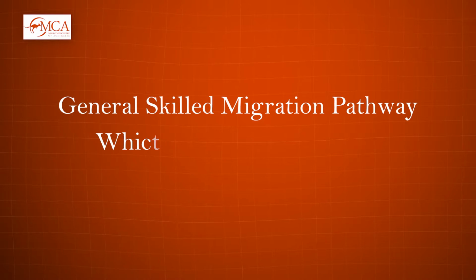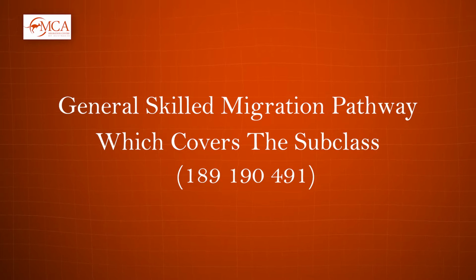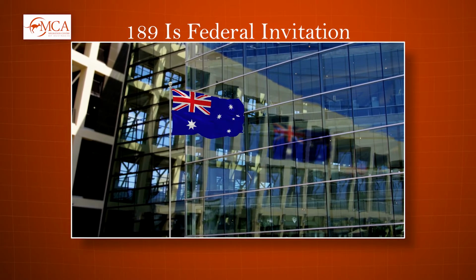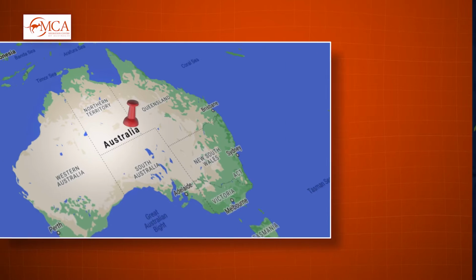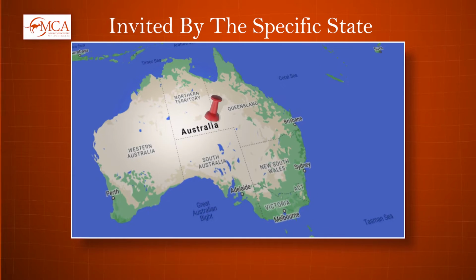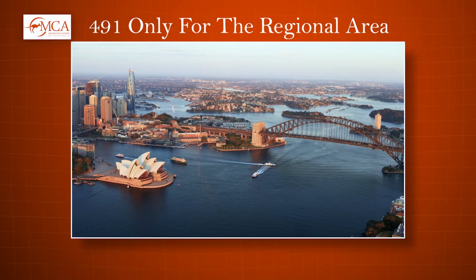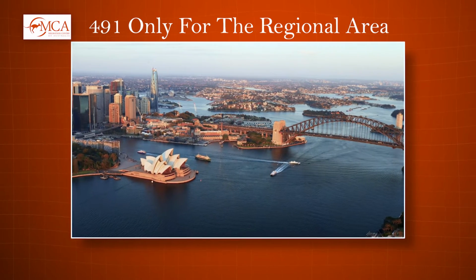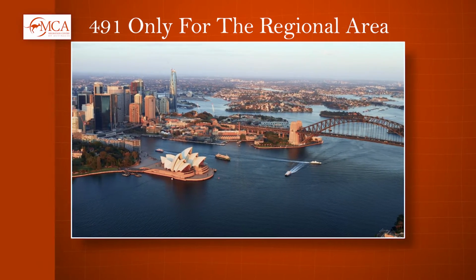Today I wanted to talk about the General Skilled Migration Pathway, which covers the subclass 189, the 190 and the 491. The difference between the 189 and 190 is the 189 is a federal invitation, so by the federal government. The 190 is a state nominated, which means you're invited by the specific state. And the 491 is where you're invited by the state, but only for the regional areas within that state.